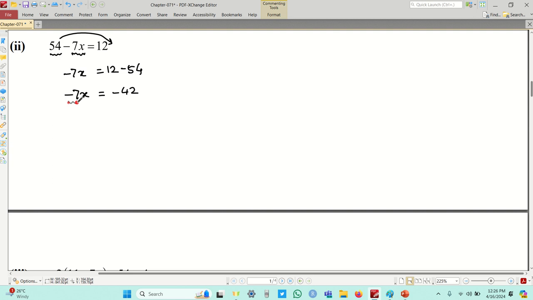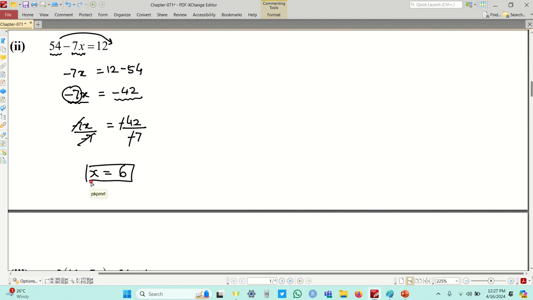Clear? Now you can see one side has the variable term, the other side has the constant term. So what will we do? What is the number here? If you see, it is minus 7. So minus 7x is equal to minus 42. Divide by minus 7, divide by minus 7. This we need to do. Minus 7 cancels, so x equals, the minus cancels, 42 divided by 7 is 6. This is the answer. x is equal to 6 is the answer.